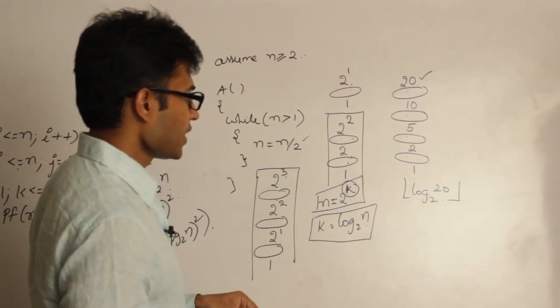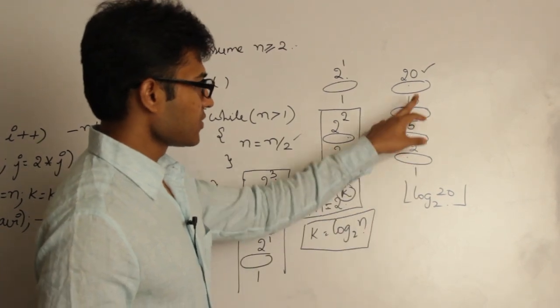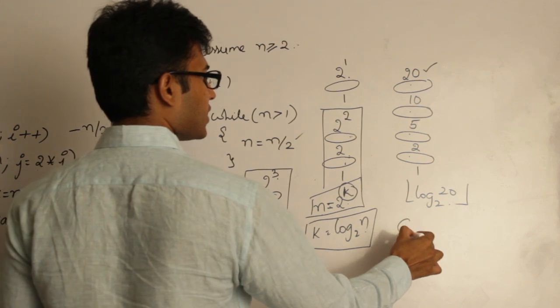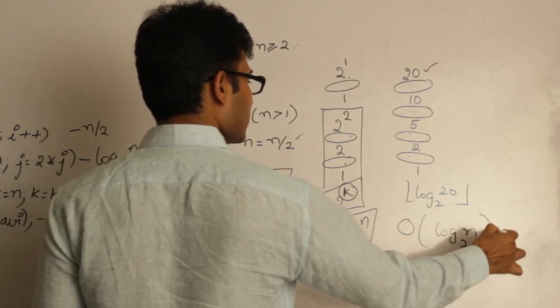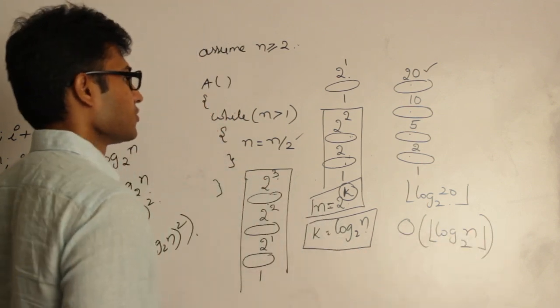It is floor. Why? Log 20 base 2 is 4 point something, and it is getting executed exactly 4 times, therefore this. So the time you can say is order of log n base 2. It is enough, but even if you put the floor, then it is fine, not an issue, right?